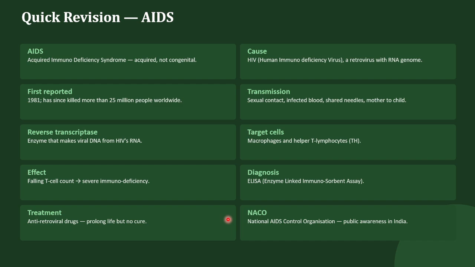And what type of drugs are used in treatment? Antiretroviral drugs. Is there a cure? According to our book, no cure, but life can be prolonged. What is the best option for AIDS? Prevention. And what organization works for AIDS awareness in India? NACO. So watch the full video for possible questions.